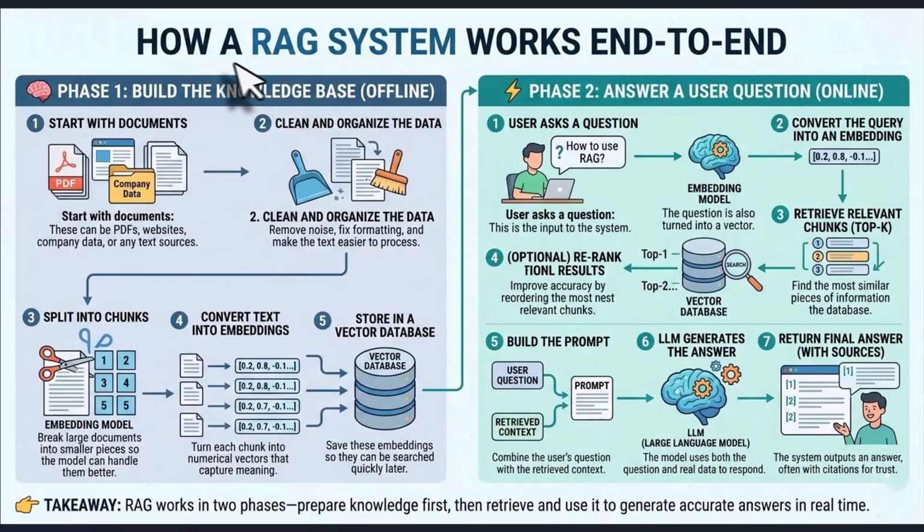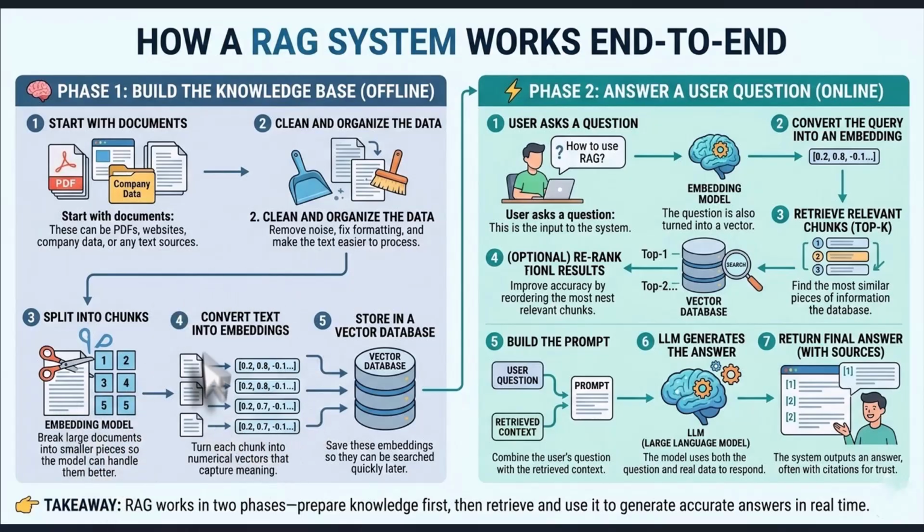Okay? Next one, how does a RAG system work end to end? The first step is to build the knowledge base offline. That is, we start with documents. These documents can be PDFs, websites, company data, or any text sources, okay? And then clean and organize the data. That is, remove noise, fix formatting, and make the text easier to process. After that, we split the document into chunks. That is, we break large documents into smaller pieces so the model can handle them better.